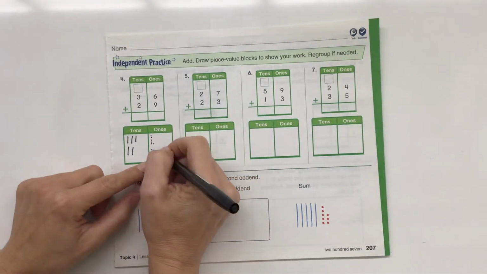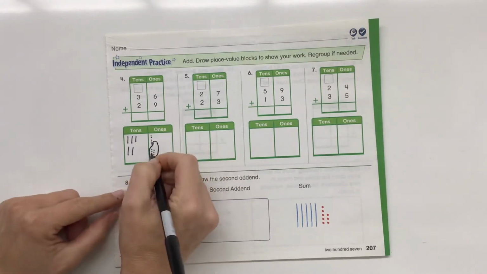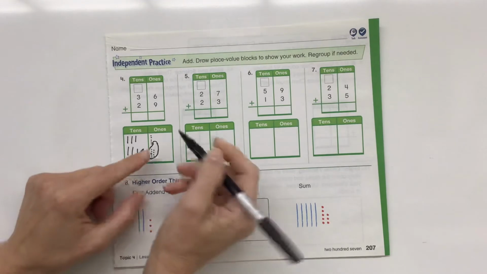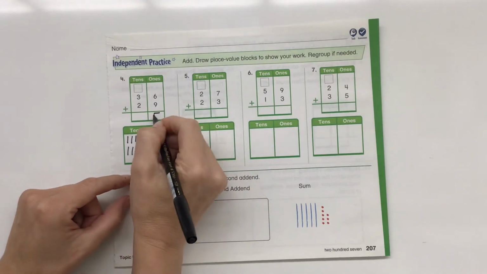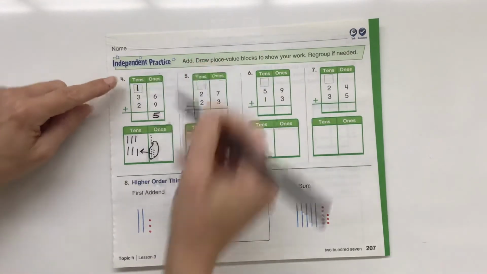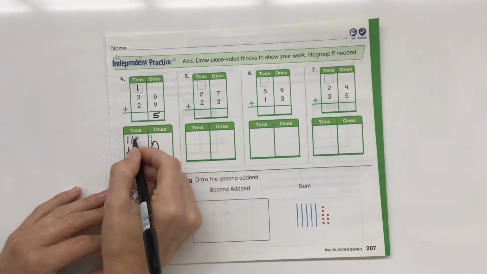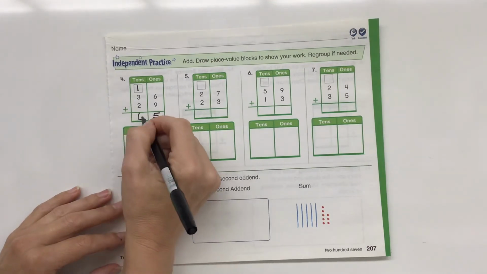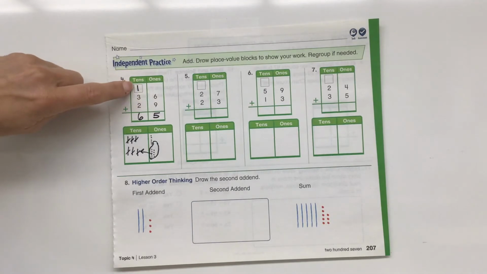So I have 9. I'm going to take 1 from here, and I can make a bundle of 10. So I'm going to take that bundle of 10 and move it over. Now, how many ones do I have? 1, 2, 3, 4, 5. I have 5 ones. I had to rebundle one group. And let's count our 10s. 1, 2, 3, 4, 5, 6. And if we look here, 2 plus 3 is 5, plus 1 more is 6.